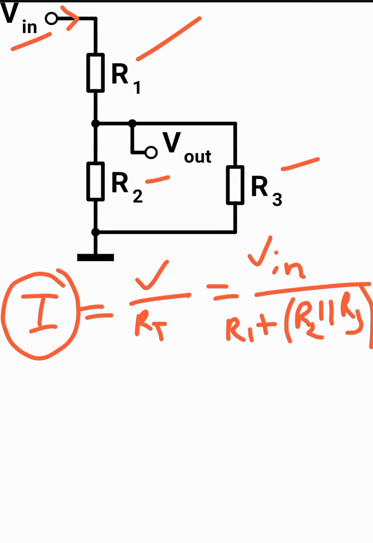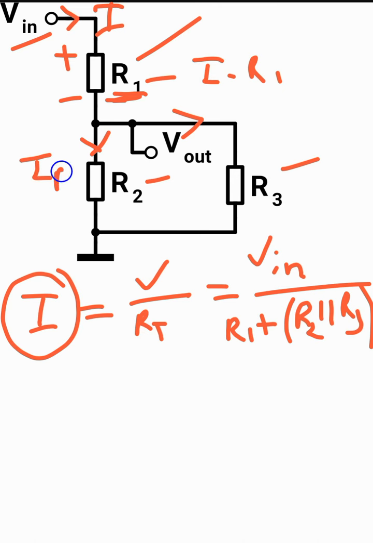Once you know the value of the current I, which is the current being drawn from this voltage V in and given to the circuit, you can calculate the individual voltage drops across the resistors. We know that this I is flowing through R1, so VR1, the voltage drop across R1, is simply I times R1. Now this current I gets divided into two parts, which will be called IR2 and IR3. These currents multiplied by those resistors will provide you the drop across the individual resistors R2 and R3.